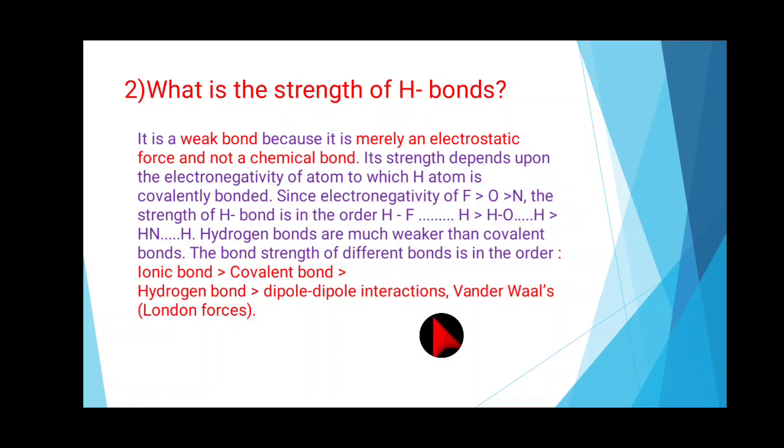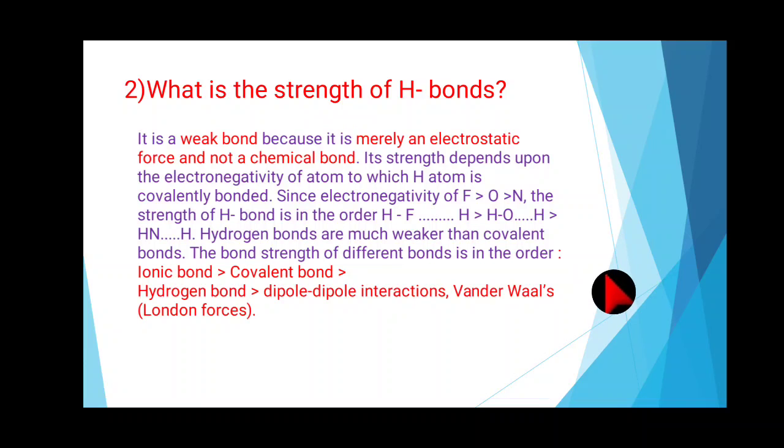How is the strength of the hydrogen bond determined? When hydrogen is bonded with fluorine, that is greater. Then hydrogen bonded with oxygen is greater than hydrogen bonded with nitrogen. According to the electronegative atom, the bond strength is determined. Fluorine greater than oxygen, oxygen greater than nitrogen.